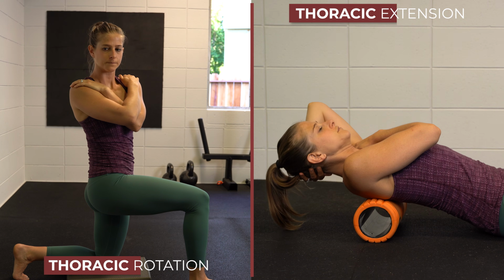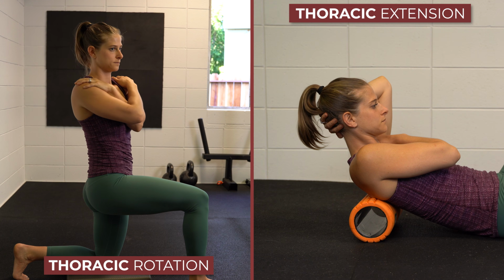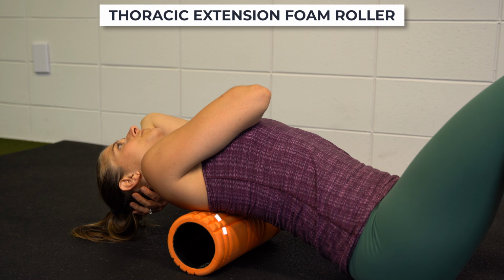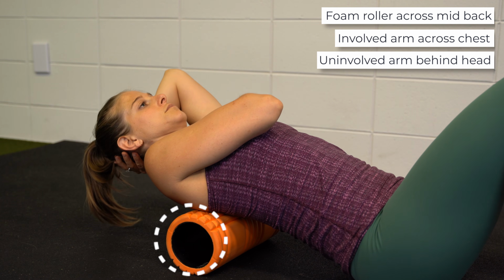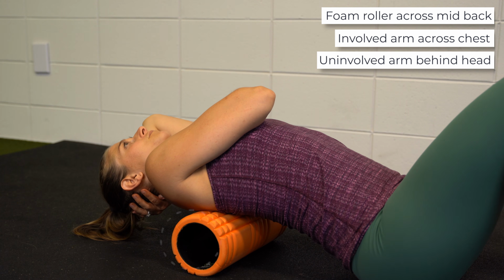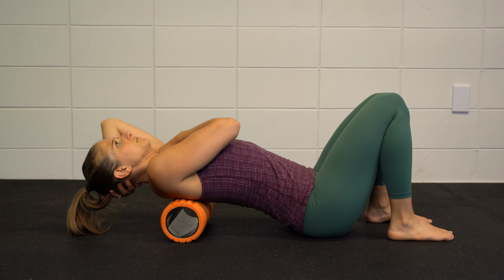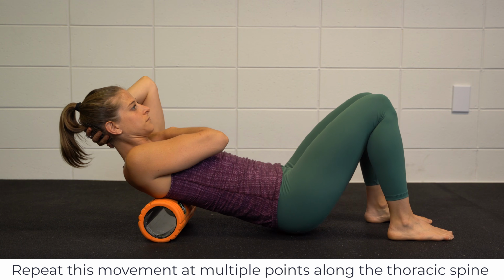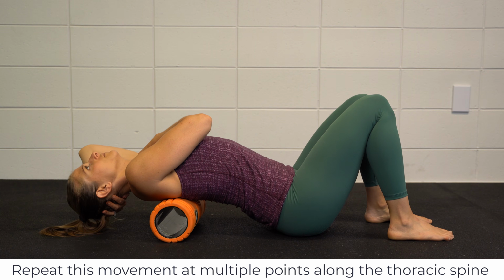For thoracic mobility, here are 2 options, one for thoracic extension and one for rotation. Thoracic extension on a foam roller. Place a foam roller across your thoracic spine or middle back and support your head with your uninvolved side while crossing the involved shoulder over your chest. Extend your spine back as far as comfortable and then return to a flexed position. Repeat this motion of extension and flexion along multiple points of the thoracic spine.